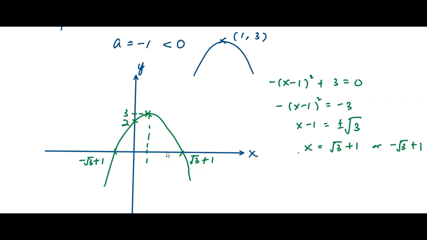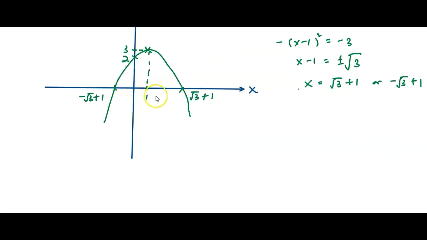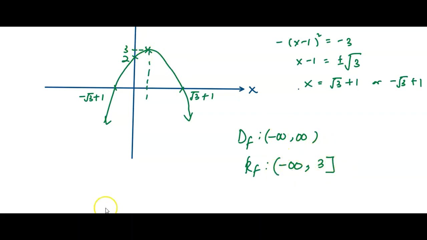Okay, so we have sketched our graph, and now we need to determine the domain and the range. The domain is from negative infinity to infinity, and for the range, the lowest point of this graph is going down indefinitely, so our range will start from negative infinity, and the highest point for this function is 3, so the range will be from negative infinity up to 3 including 3.